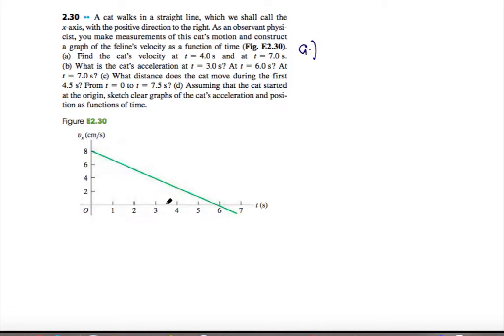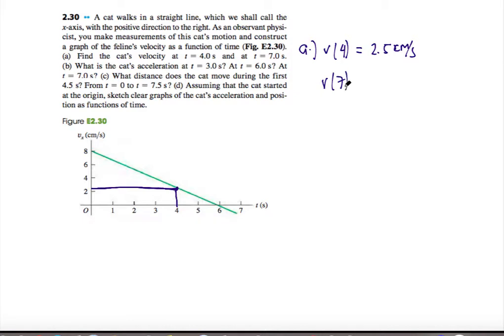So at 4 seconds, I'm going to go to my 4-second mark, read up to here, and then approximately say that this is where my graph meets. And I will say that my velocity at 4 seconds is approximately, I will say 2.5, and this is a positive value, 2.5 centimeters per second. Make sure you look at your units.